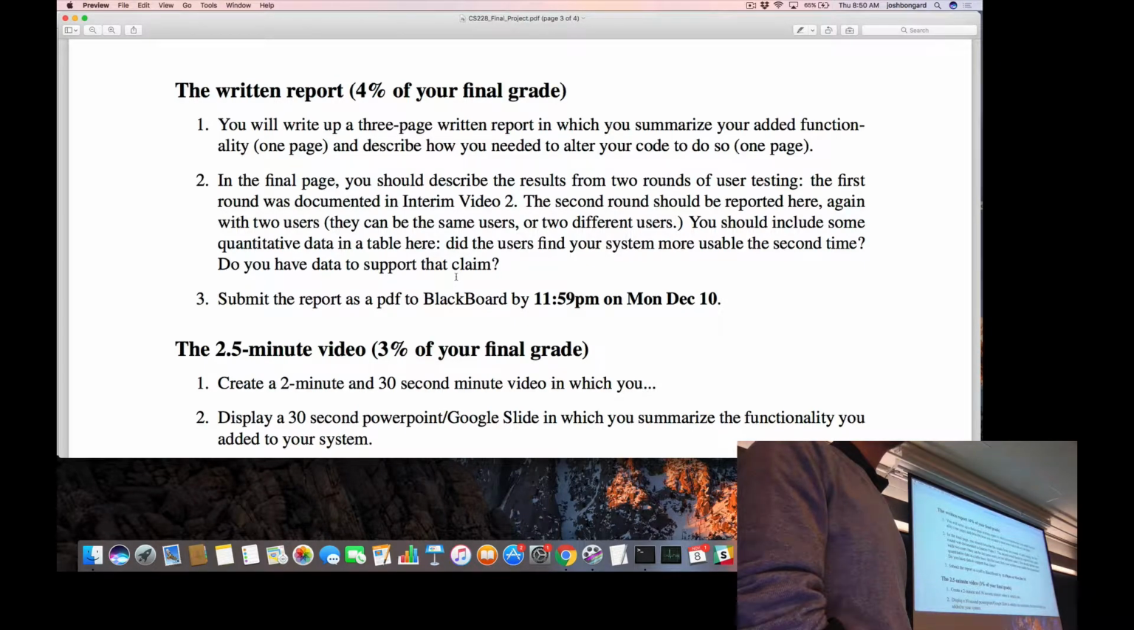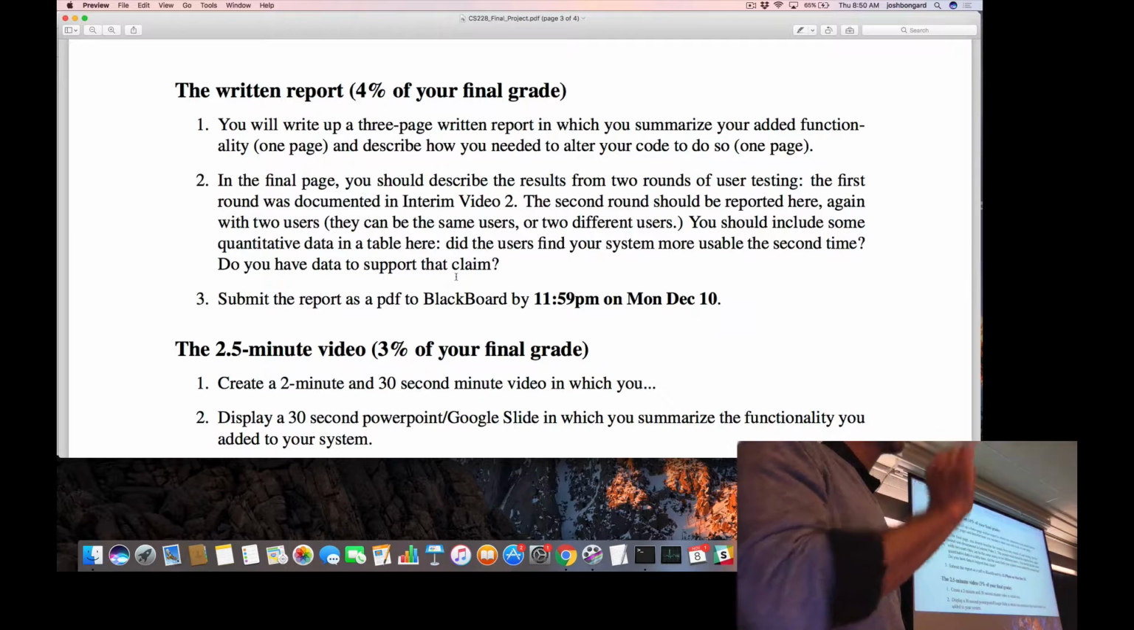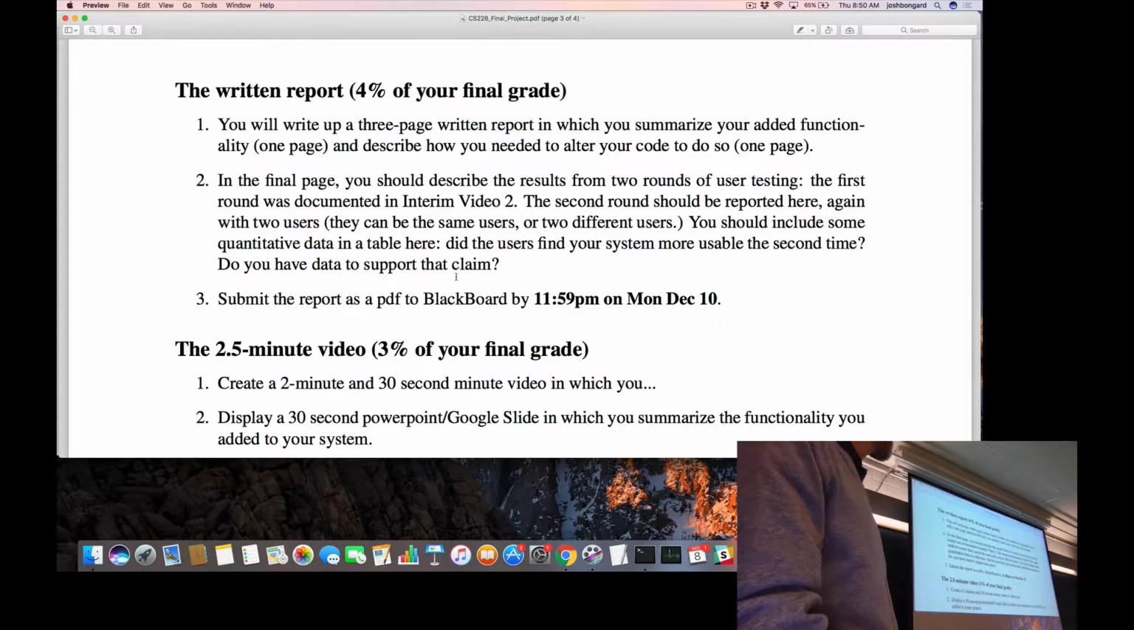Yes, it's all right. Double-spaced is fine. It's up to you. Length isn't really important here. We're trying to keep it short for your sake. Be short and concise to communicate to us what you've added. That's fine. And then on the second page, how you needed to alter your code to do so.